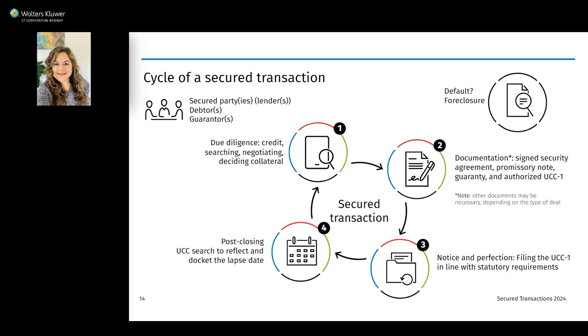The next phase is the post-closing phase. And having talked to a lot of clients over the years, I find that sometimes people sort of forget about this part. So I want to emphasize that it is a very important part of the process, especially if you are in the secured party's shoes or if you're an attorney representing the secured party. Why? Well, we need to make sure that in phase three, the UCC in fact gave proper notice. And the way to do that is to order a post-closing UCC search to reflect, which means that we followed all the rules, the jurisdiction, the filing office did not make any mistakes, and we are good to go.